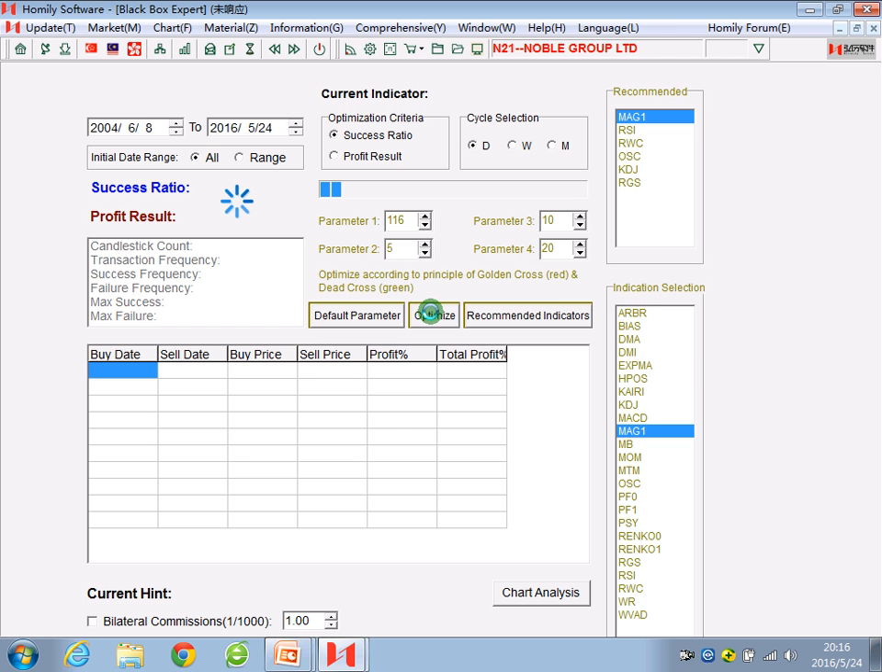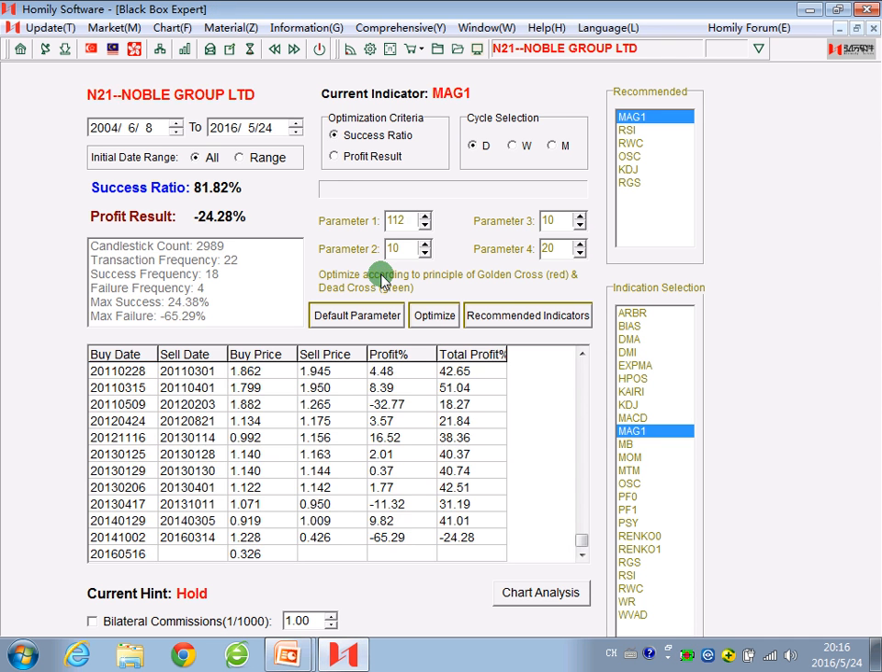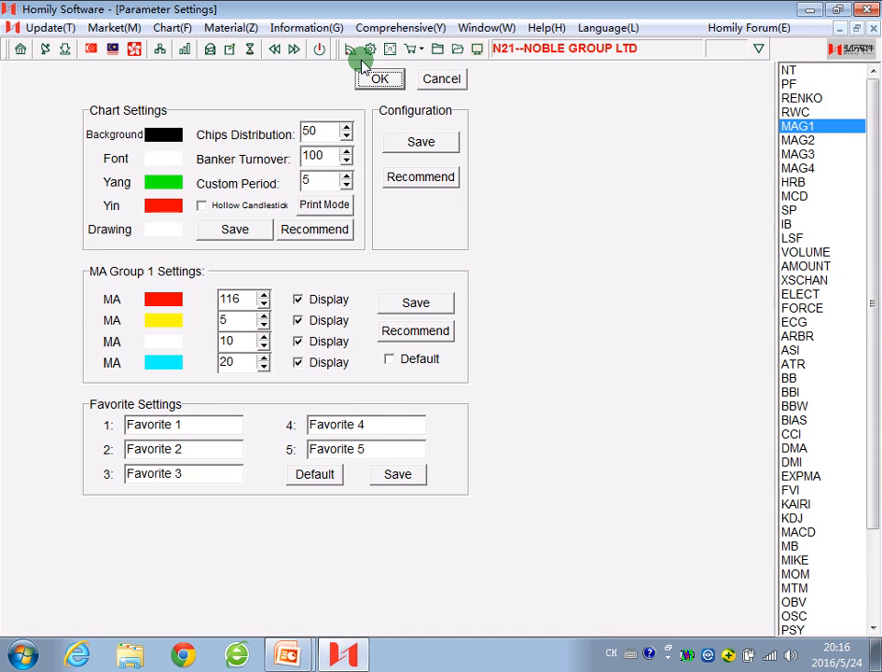Okay. So we wait and see what's the most suitable parameter for Novel. So which one? 10, 20, and 112. Then we can click choose this one, 112. Then this one is 10, right? 210. Then we choose one, okay. Then 20. Click save, click okay.